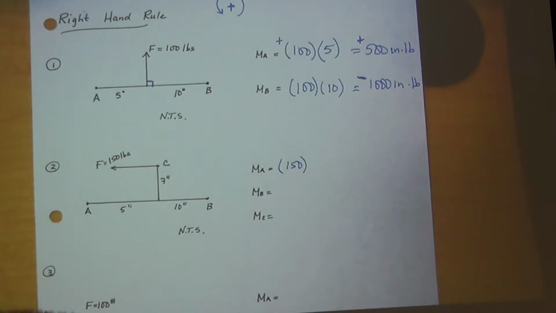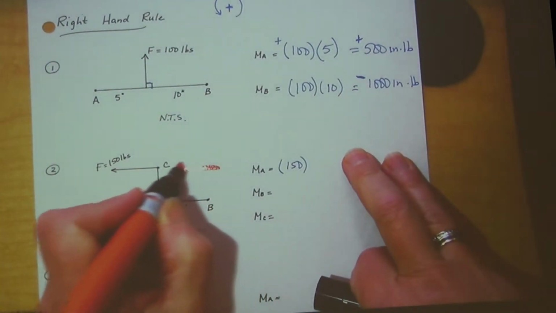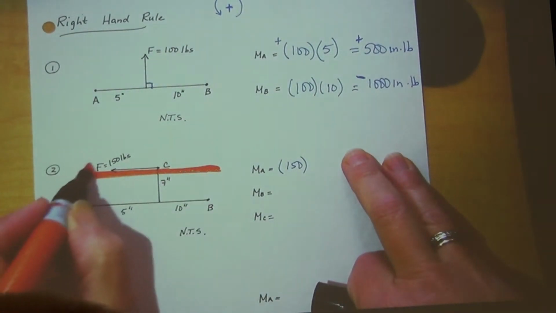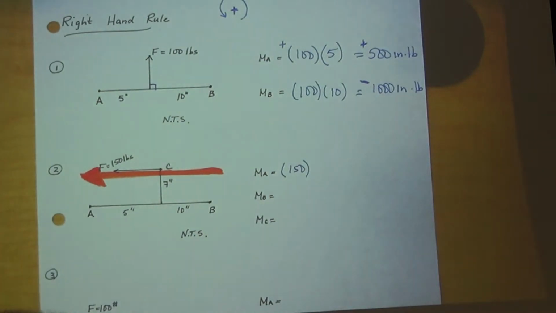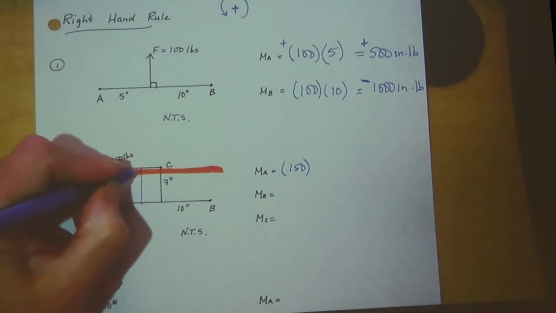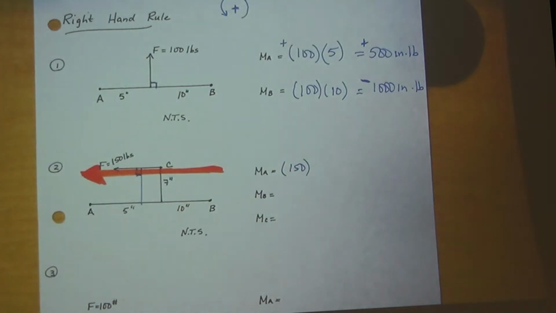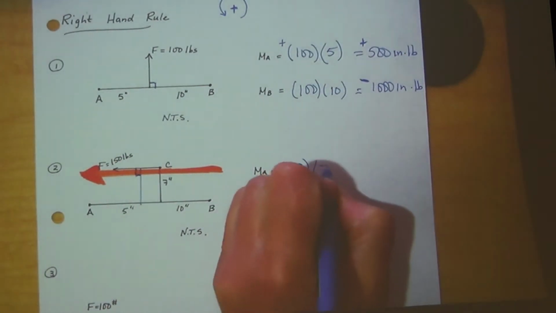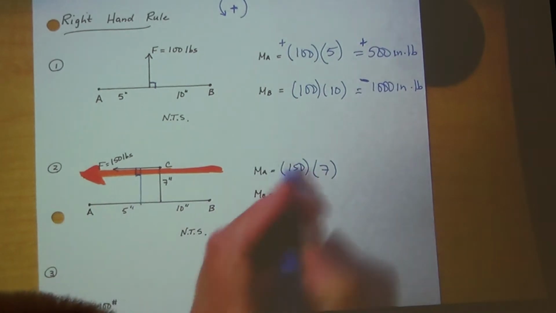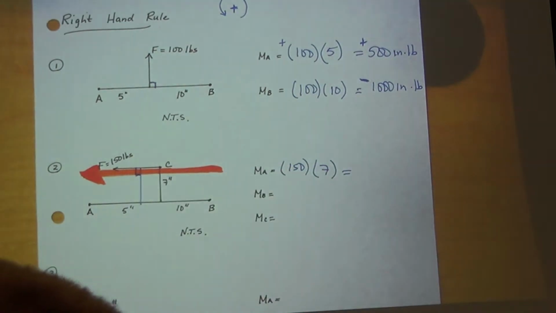This is always the confusing part. Here's my force. My force is going along this direction, right? So where is the perpendicular distance? This right here is going to be the perpendicular distance, right? So what is it? 7. Right. So 150 times 7, what was the number? 1,050. 1,050? Thanks.